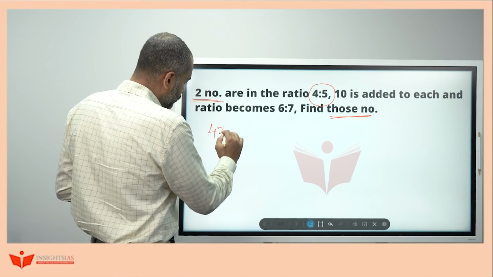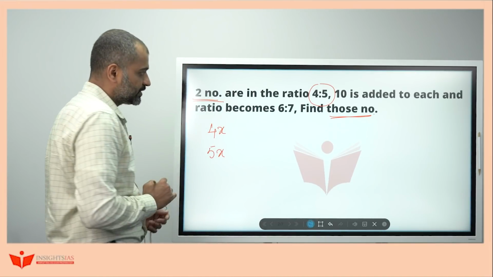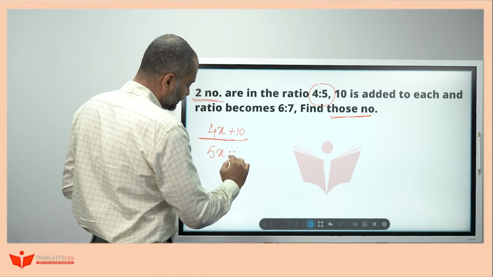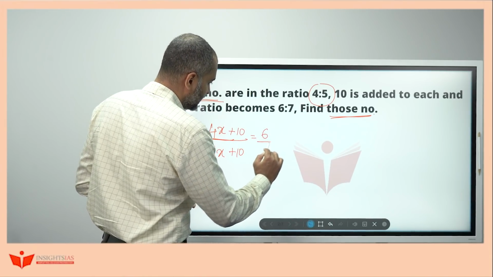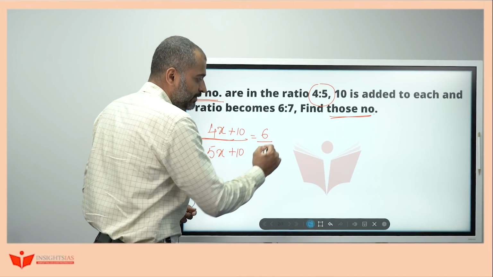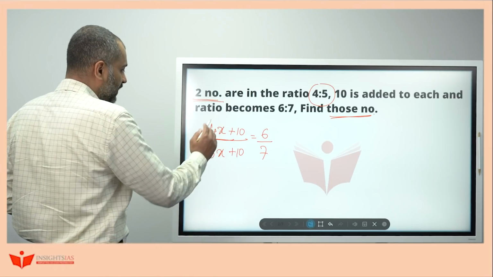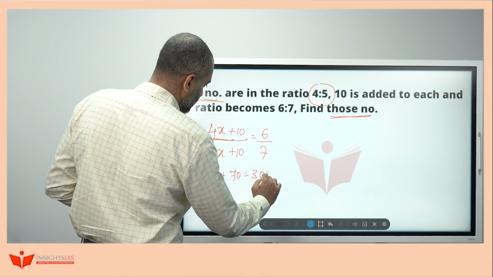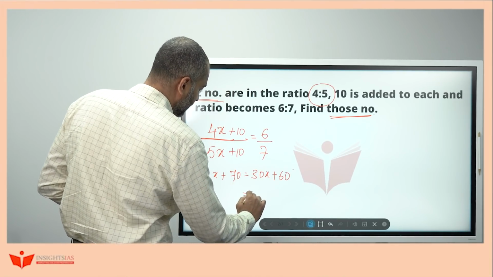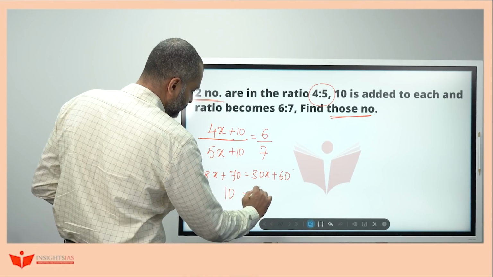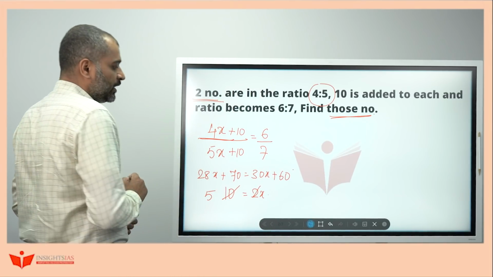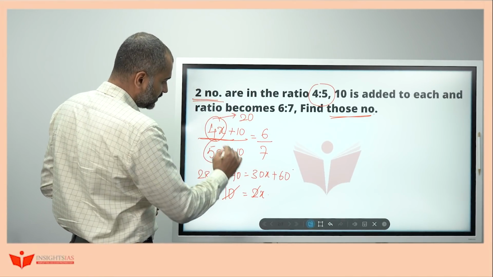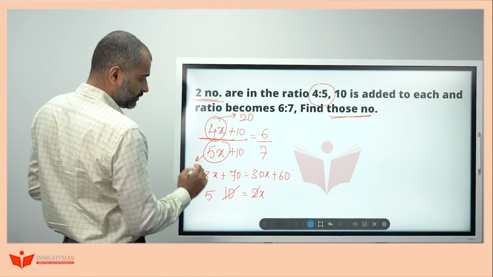Let's say the numbers are 4x and 5x. When 10 is added to both numbers, whatever ratio you get is 6:7. You can take it as 6y and 7y. Anyway, y will get cancelled. If you solve this, this is 28x plus 70. This is 30x plus 60. If you keep like terms on one side, this becomes 10. So x is equal to 5. Then 4x is equal to 20 and 5x is equal to 25.